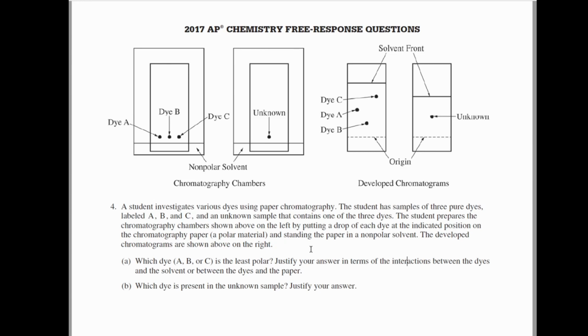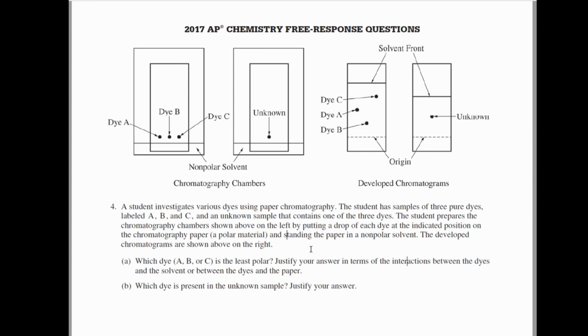Part A: which dye, A, B, or C, is the least polar? Justify your answer in terms of the interaction between the dyes and the solvent or between the dyes and the paper. So, there's a lot going on here, but let's start by breaking it down. We are asking which dye is the least polar, or to rephrase it, which dye is the most non-polar. And we only have 3 options.